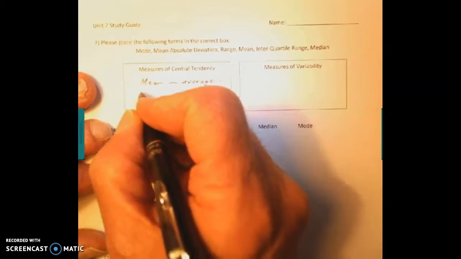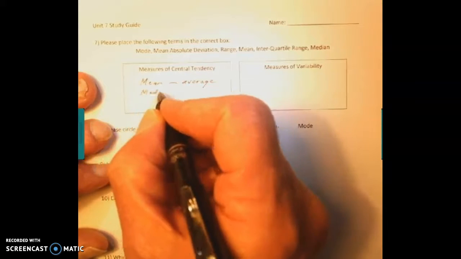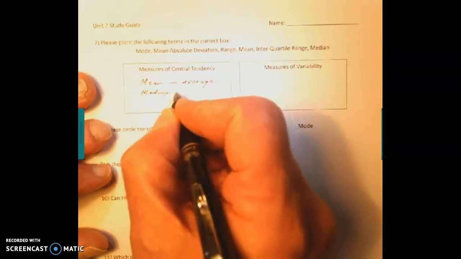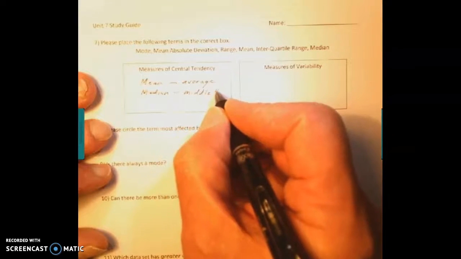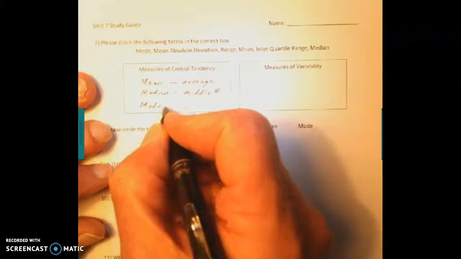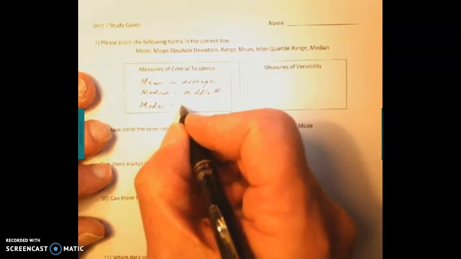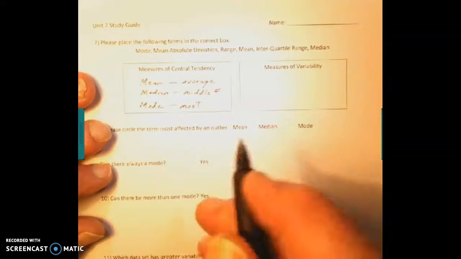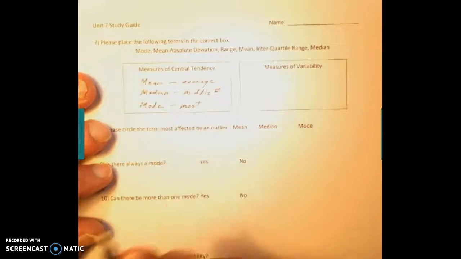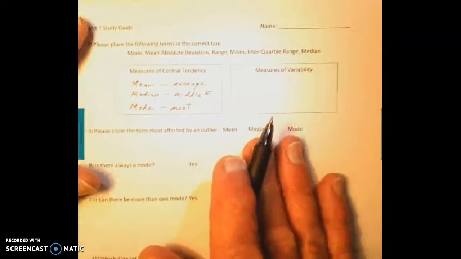Okay, the median is another measure of center, and that is the middle number. And the mode is the other way to talk about the center of the data, and that is the number that shows up most often. So those are the measures of the center that we have.